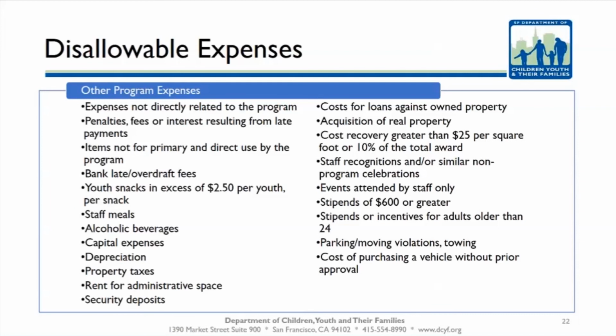Stipends or incentives for adults older than 24, we can't have that. Our funding is specifically for children and youth and transitional age youth, and the cutoff age for that is 24. Parking and moving violations, towing violations, and the cost of purchasing a vehicle without getting prior consent from DCYF. It is perfectly fine to use your grant to purchase, for example, a van to transport young people to and from your program, but you need to get DCYF permission before you do so.